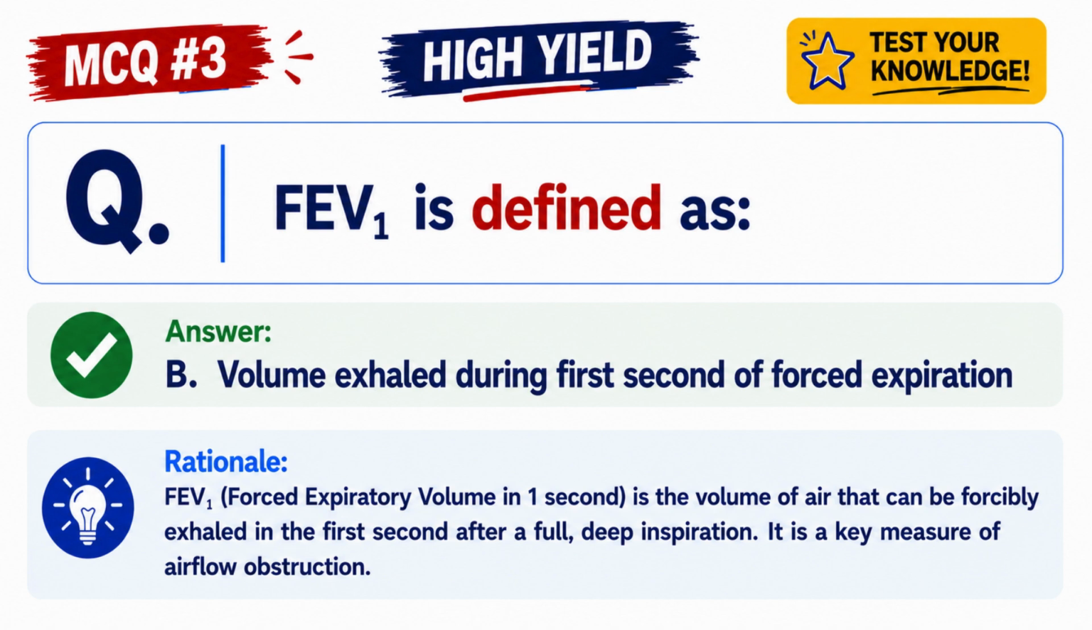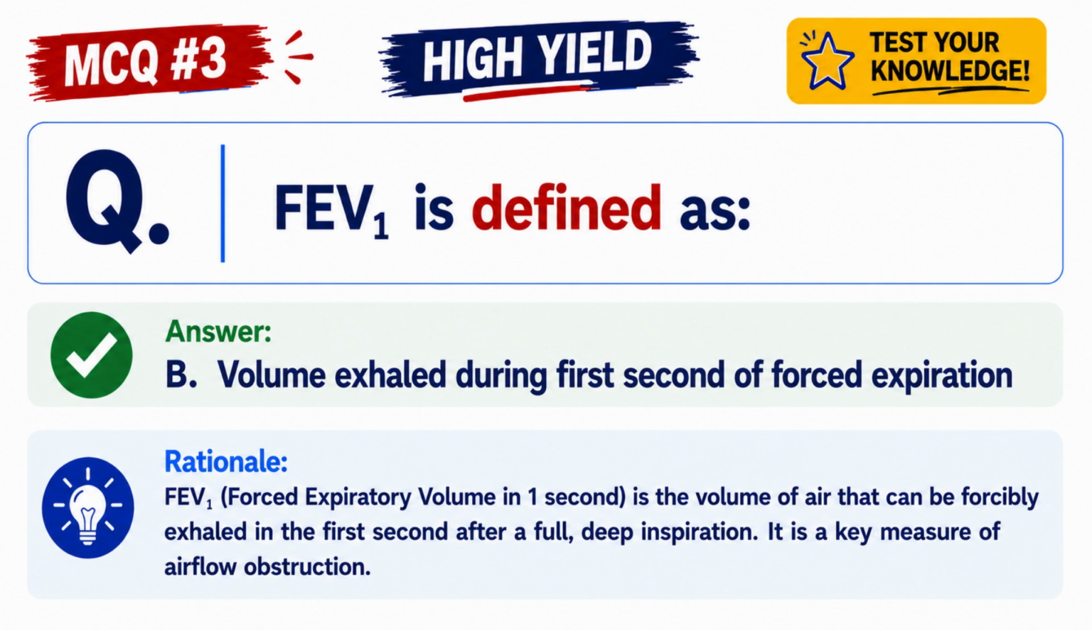FEV1, forced expiratory volume in 1 second. The patient takes a maximal inspiration to TLC, total lung capacity, then exhales as hard and fast as they possibly can. The volume that exits in the first second is the FEV1. This single measurement tells you a tremendous amount about airway function. In a healthy young adult, FEV1 is approximately 3 to 4 liters.